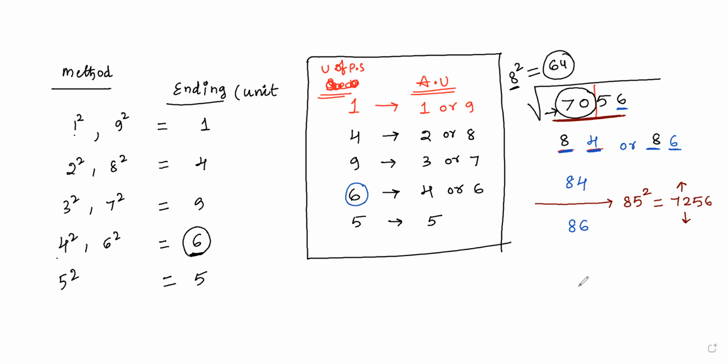Yes or no? Suppose here I have 7. Yes, sir. The 56 comes earlier than 7, not after 7. So the given question is 7056, and 7056 comes earlier than 7256 only. So the possibility becomes 84, which will be our final answer. Okay. Let me take another one.